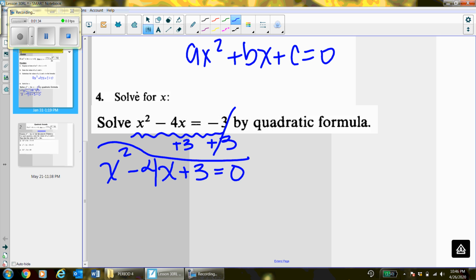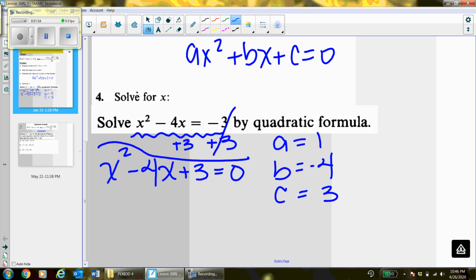Now I'm going to identify a, b, and c. My a is whatever is in front of x squared, which is an imaginary 1. A is 1. B is negative 4. Don't forget the signs with the numbers. And c is equal to 3.